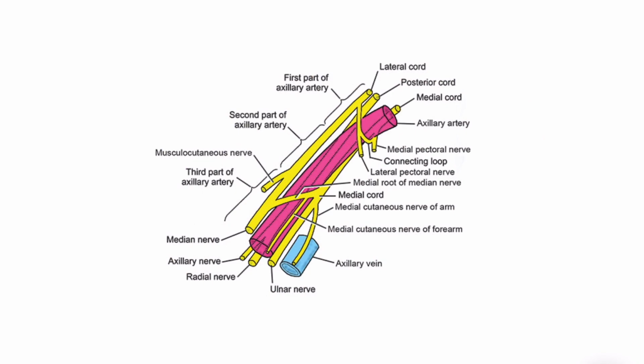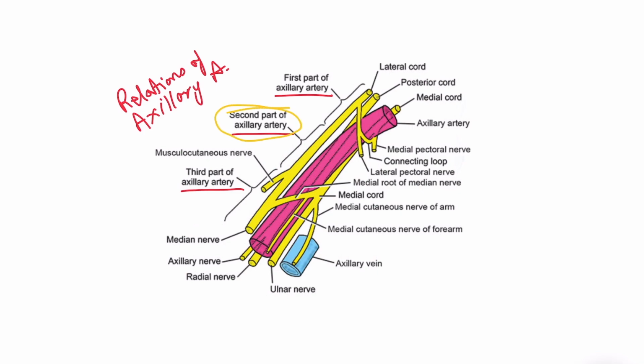This is another image showing the relations of the axillary artery. So this is the first part of the axillary artery, this is the second part, and this is the third part. Now look here, that's why we keep emphasizing that the nomenclature of the cords of the brachial plexus is named according to their relations to the second part of the axillary artery. Because in the first part you can see that the posterior cord is not actually posterior and the medial cord is not actually medial to the axillary artery, right? But they come into proper alignment as per their names.